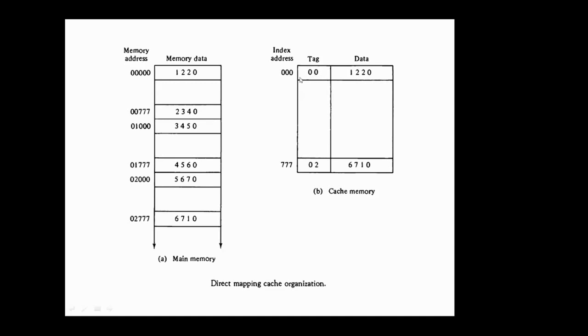So the data will be accessed from main memory. So the 0100 data will be accessed from here and not from cache. And once the data is accessed from here, the entry will be made here. So this entry will be overwritten by 01, this 01, and 3450. 3450 will be written here.